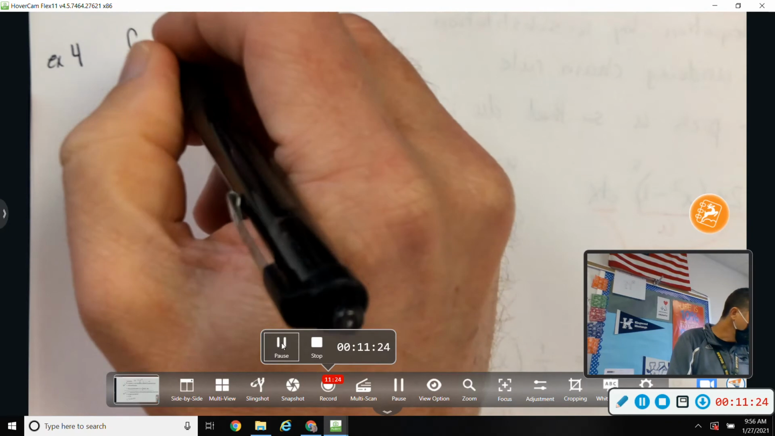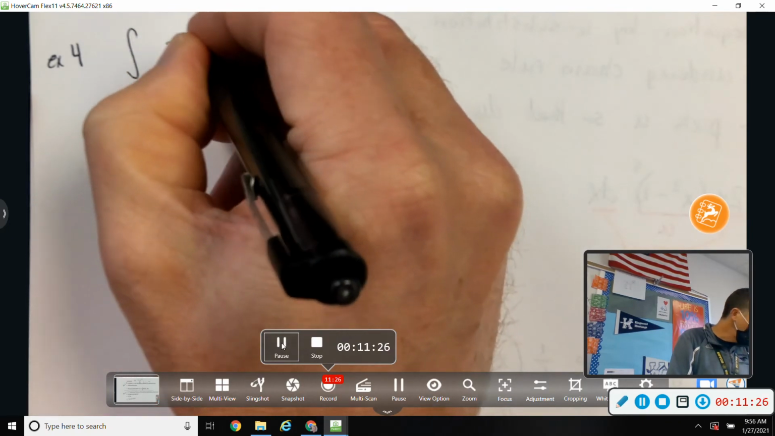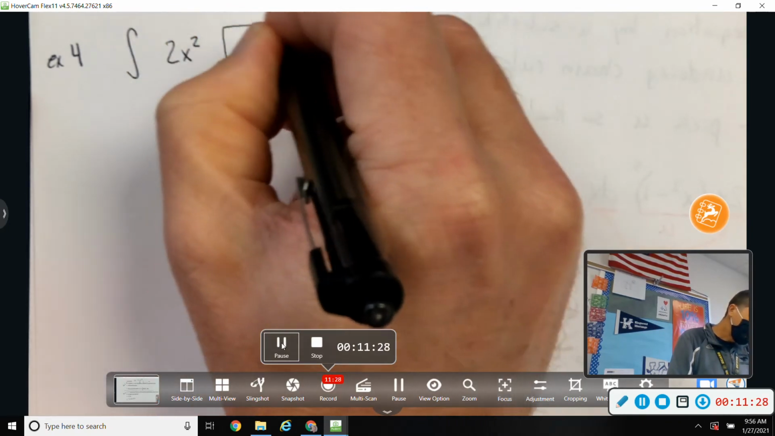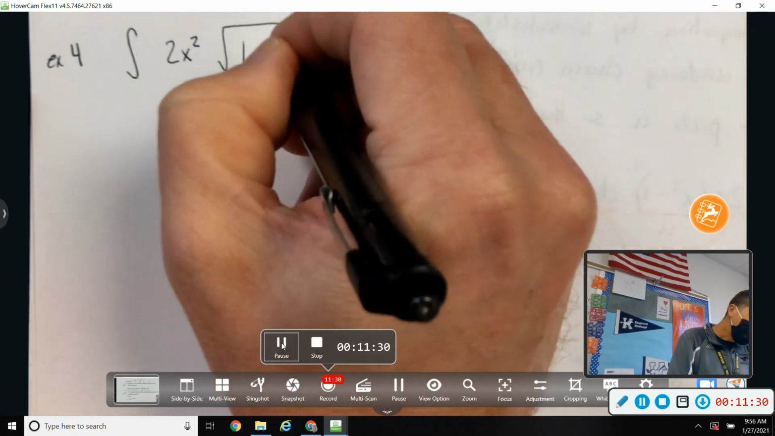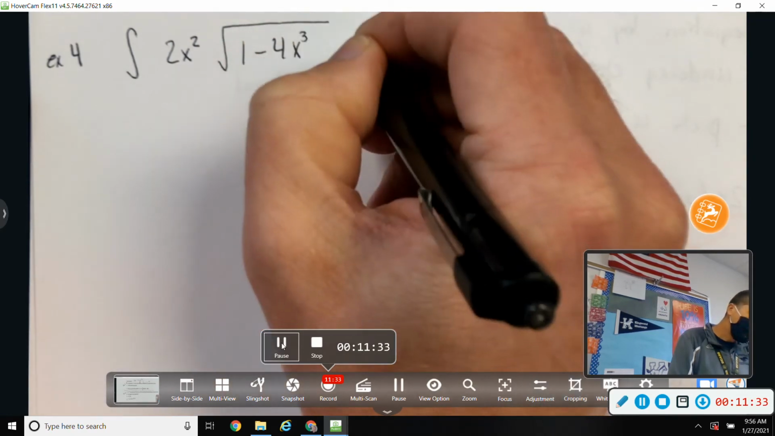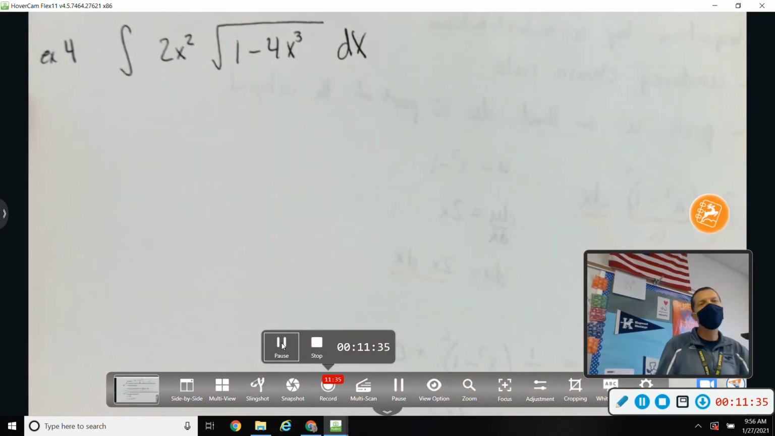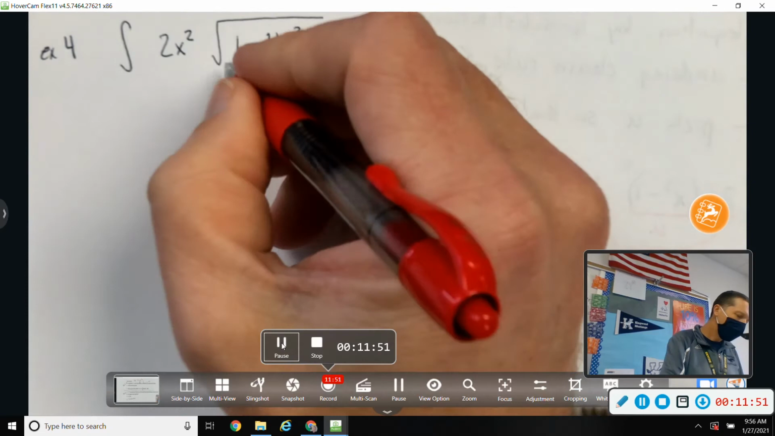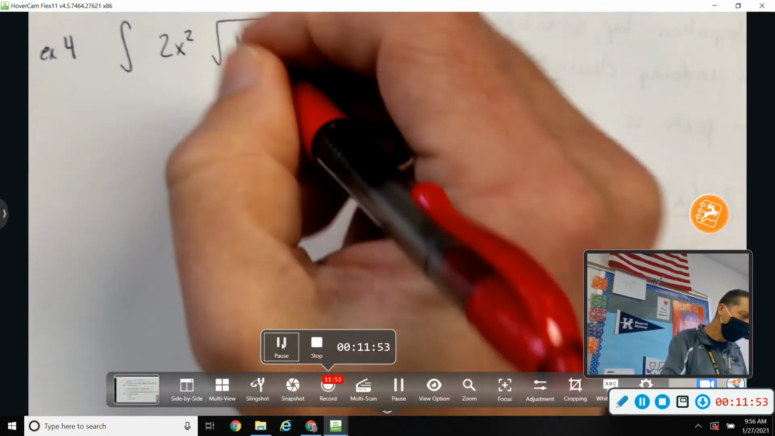The integral of 2x squared times the square root of 1 minus 4x cubed dx. That's terrible, right? There's no way to antiderivative that thing, except that we can use u substitution. So what do you think would be a good pick for u? Let's go with 1 minus 4x cubed.